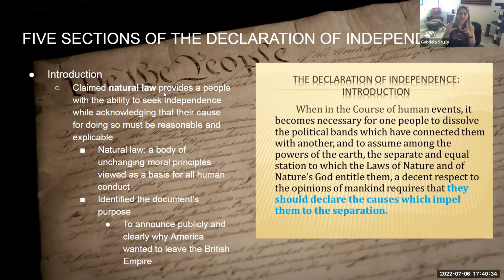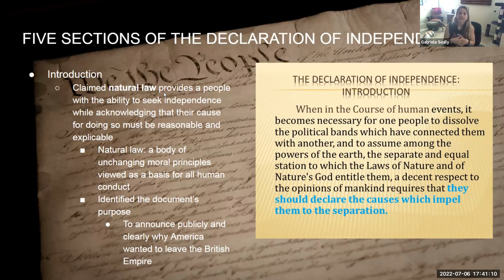And it basically, the introduction says, look, natural law, the way that societies work in general, means that if people are not being treated according to the rules of natural law, they should be able to break free from that society. The trick is it has to be for good reason. So basically the introduction is like, look, if we have good reason that's reasonable and that we can explain, then we should have the ability to break free and be independent.